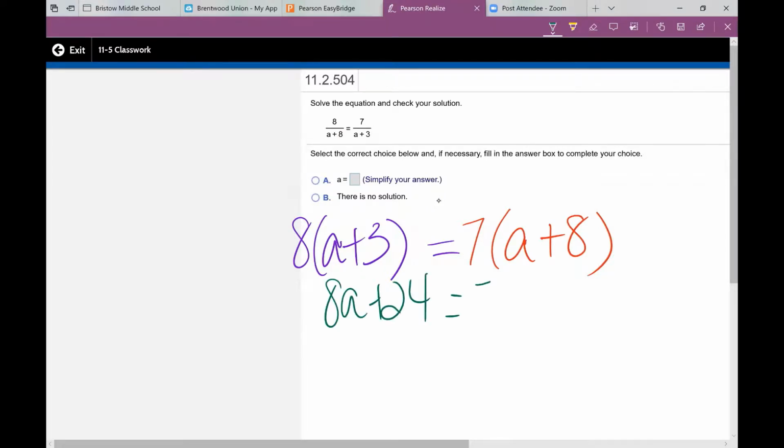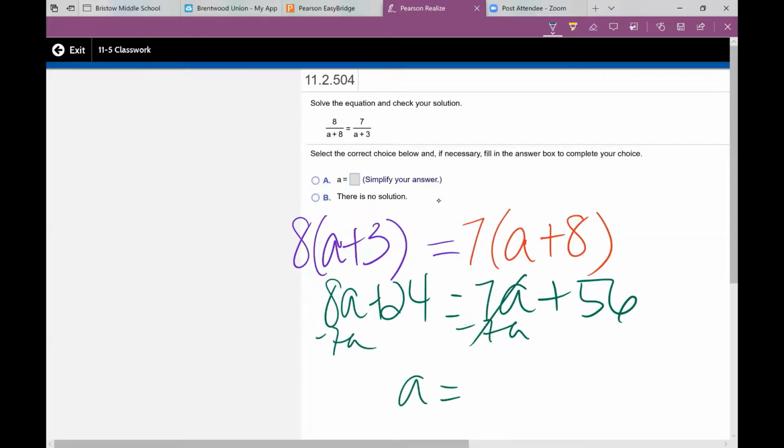So if I multiply the left side, I get 8a plus 24. If I multiply the right side, I get 7a plus 56. If I move my a's to the same side and subtract 7a from each side, I would get a. And if I move my numbers or constant to the same side, which would be the right side, I would have 56 minus 24, which is 32. So my answer should be 32. If you happen to get the same variables on each side, so if that had been 8a on the left and 8a on the right, they would cancel out, and then I would have had two numbers that are not equal to each other, and that's how you would get a no solution answer.